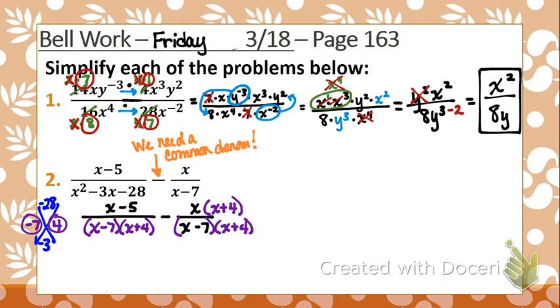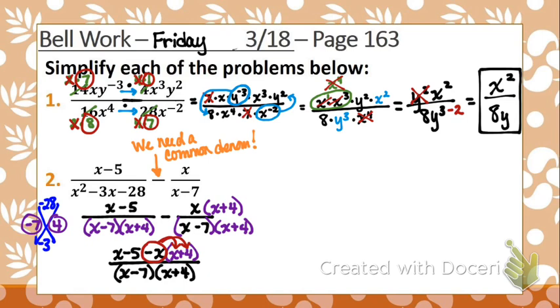Do I have a common denominator now? Yes. What is that common denominator? X minus 7, x plus 4. Up in the numerator, I have x minus 5, and then there's subtraction, and then x plus 4. What's my next step? Multiplying negative x to x plus 4. Yeah, we need to distribute, but remember, you're distributing a negative x here.